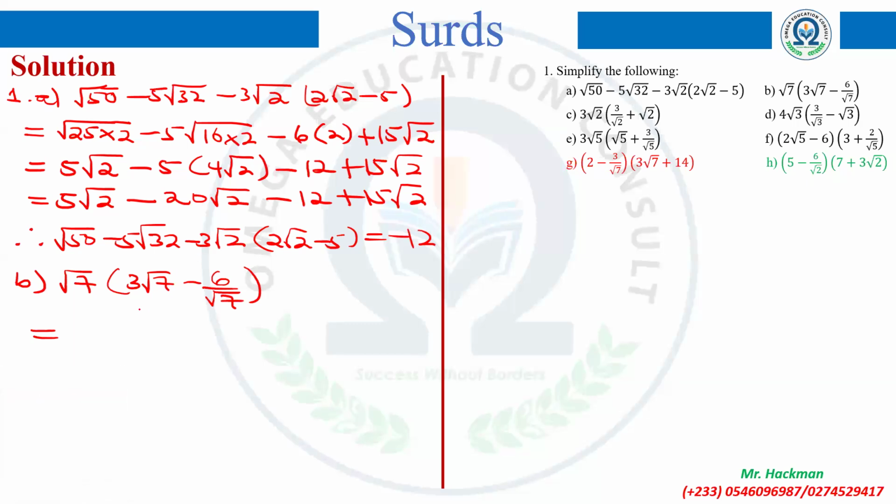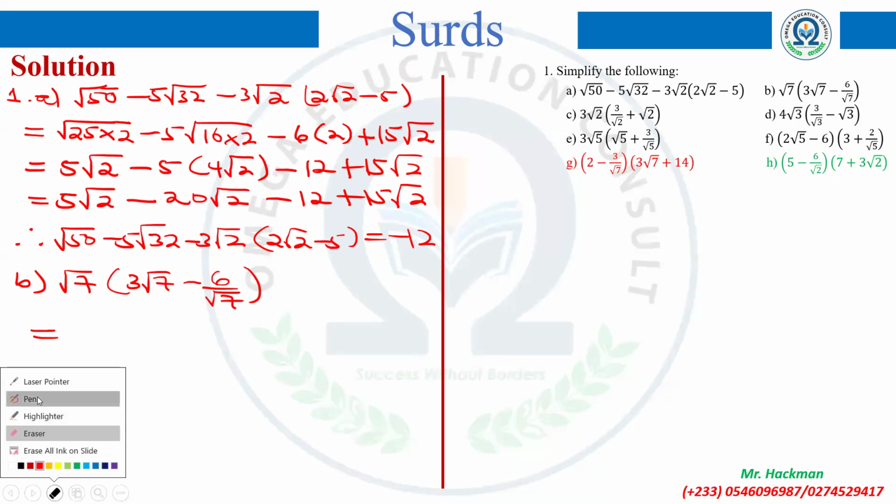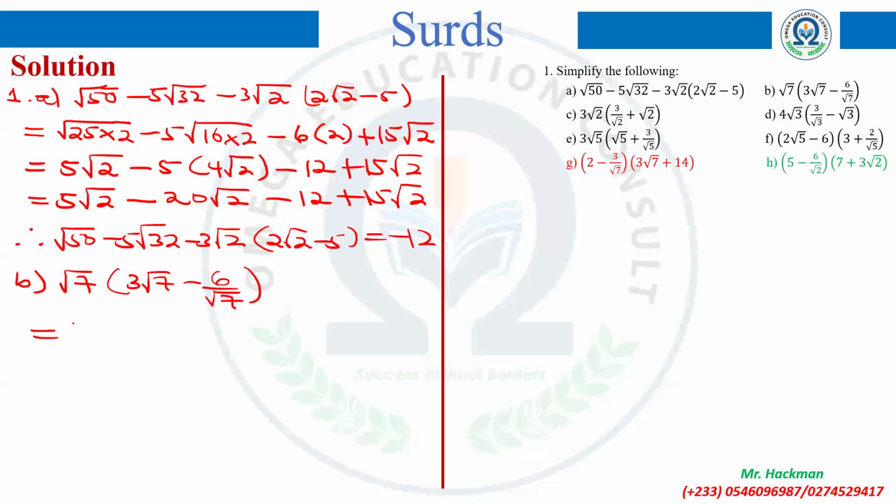Okay, so this is what we have. We are expanding. So indirectly, you are going to get root of 7 times 3 root of 7. It will give you 1 times 3, which will give me 3. Then root of 7 times root of 7 will give me root of 7 squared. Then minus, this is going to give me root of 7 times 6, and that will give me 6 root of 7 all over 7. Do you agree?